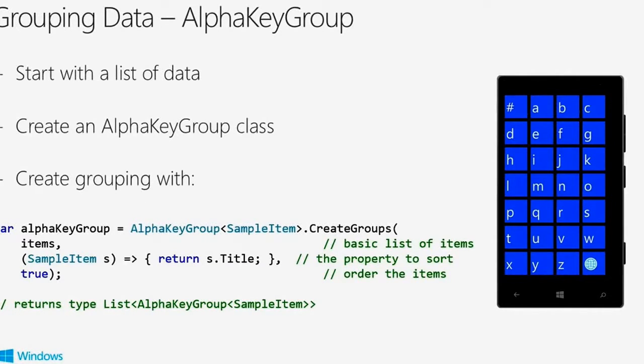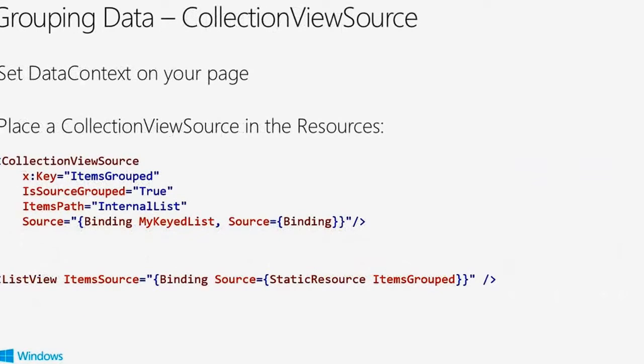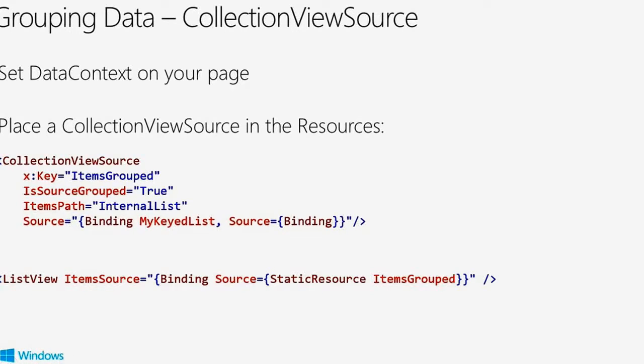Yeah. Okay, it does all the work for you. Exactly. And then the last little piece of this is that collection view source, where once we've set a data context on our page where we can see that object, we can place the collection view source in our resources, and we set the source to the property, the object we want to bind to, and the source equals binding. And then inside of our list view, we bind to that static resource that we had created.